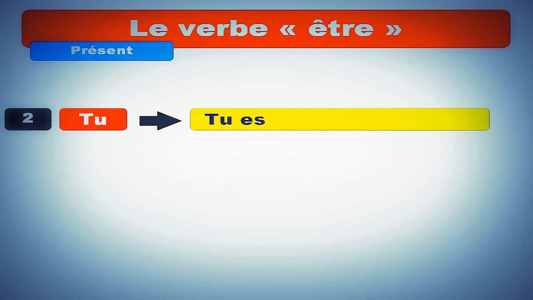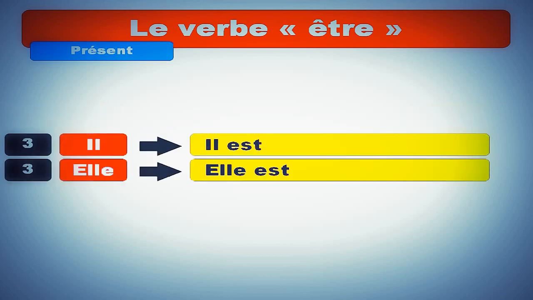Tu es. Okay. And then for il, masculine, il est. So it's quite strange because it does sound the same as tu, okay, but then there is this final T, but you don't pronounce it. So il est. Repeat. Okay, and the form for elle, elle est. Repeat. Okay, elle est.